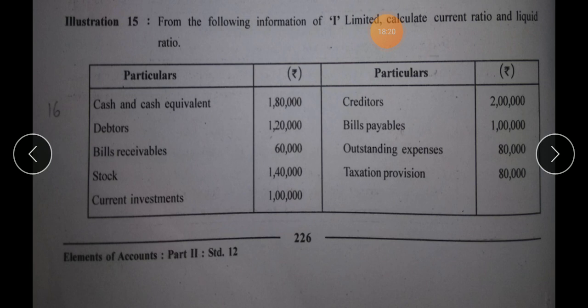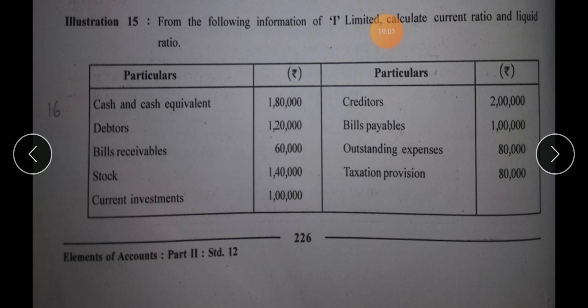Alright? So the question consists of the information about various items. From this, firstly you have to find out current assets and current liabilities for calculating current ratio. Thereafter you will find out liquid assets, and there is no need of finding out current liabilities for the second time, because already you are calculating it at the time of calculation of current ratio. So the same data can be used.